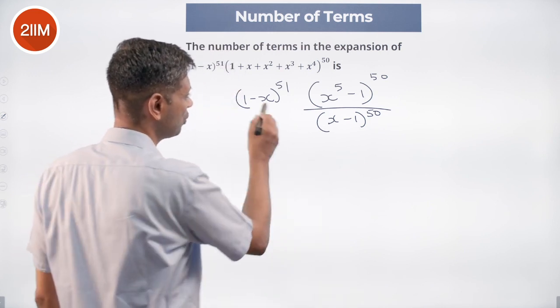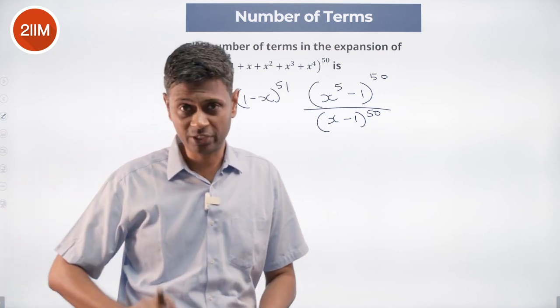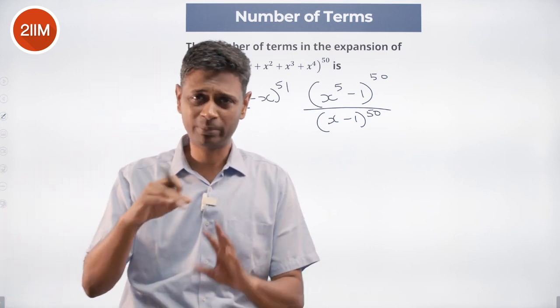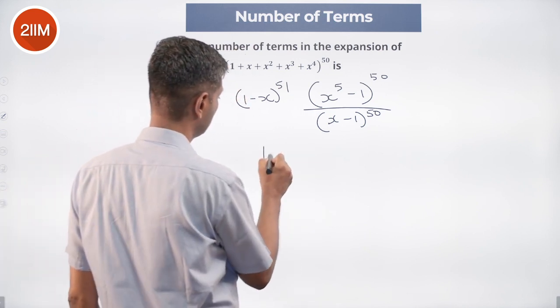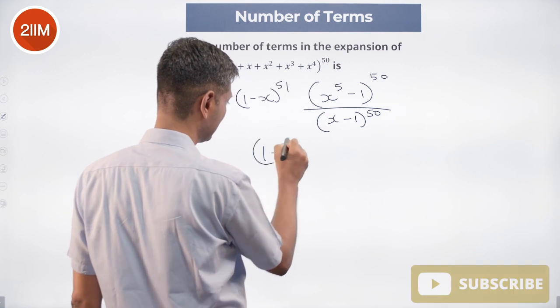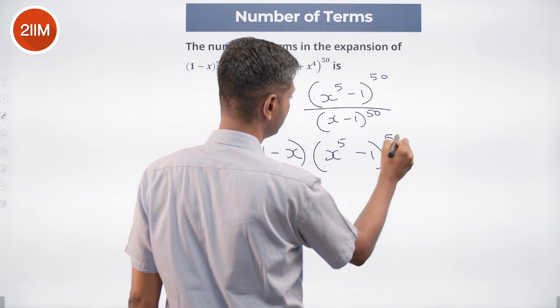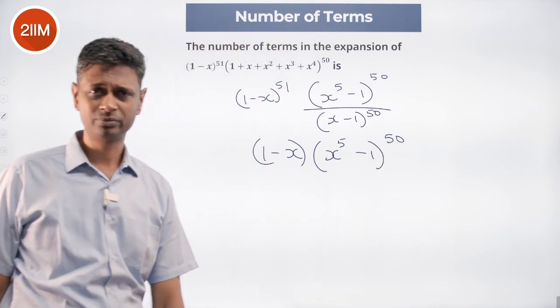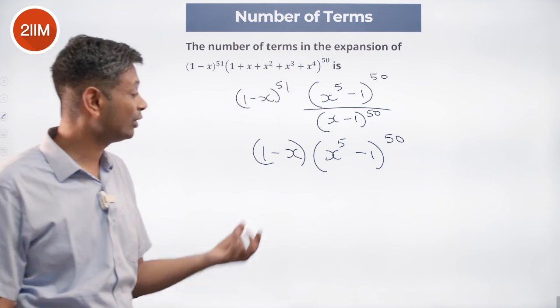So I'm going to cancel off x minus 1 whole power 50. X minus 1 whole power 50 and 1 minus x whole power 50 are same. Power 50, plus or minus, it doesn't matter. I can knock that off completely. So what I'll be left with is 1 minus x into x power 5 minus 1 whole power 50. Nice, brilliant. Now this giant thing is simplified to this simpler thing.